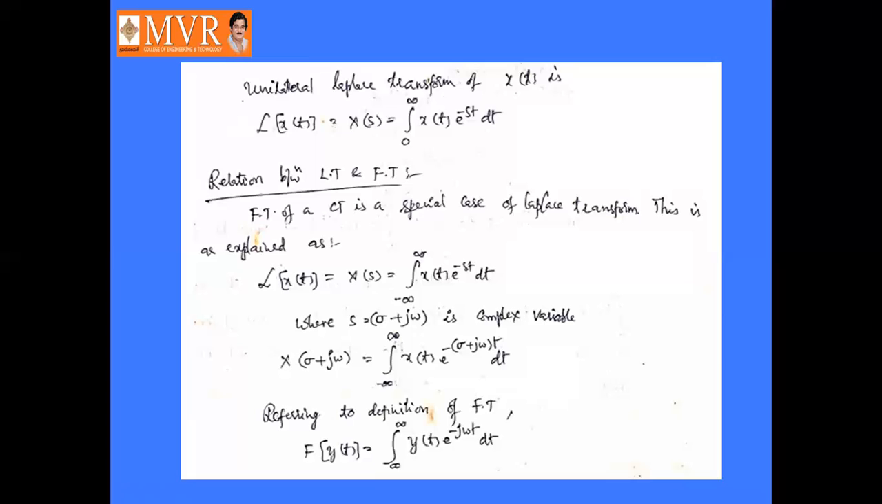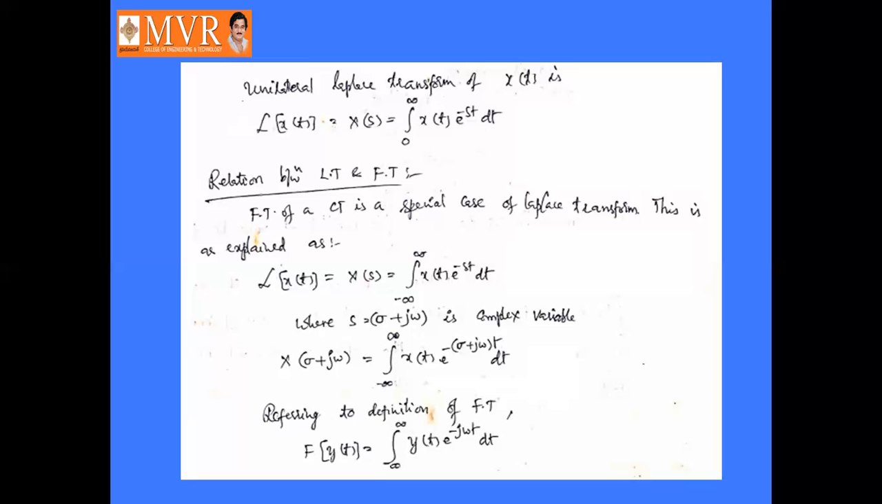Now we are going to see the relation between the Laplace transform and the Fourier transform. The Fourier transform of a continuous time signal is a special case of the Laplace transform. This is explained as follows: the Laplace transform of x(t) is X(s), which is equal to the integral from minus infinity to infinity of x(t) e^(-st) dt, right?